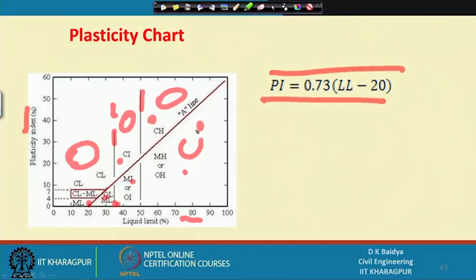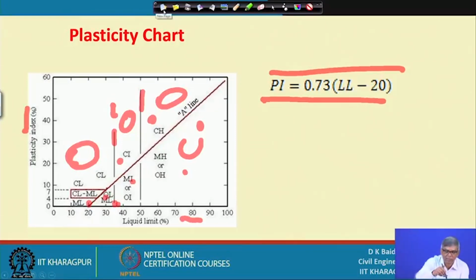Like that, suppose for one soil I plot the liquid limit and plasticity index and the point comes here, that means the soil is clay with high plasticity, and if it comes here, the soil is silt with high plasticity. So, like that, this chart can be utilized for classification of fine grained soil.